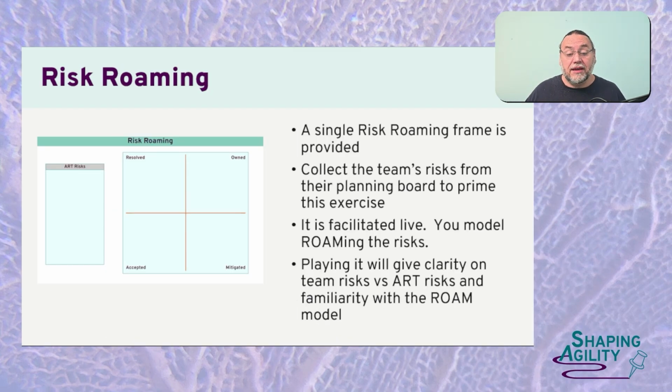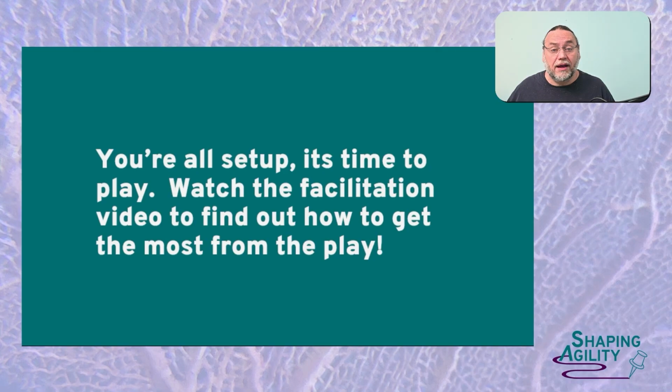Lucky last is risk roaming. Once again, single frame provided. What you'll find with the risk roaming is it's set up for you to model the way risk roaming works. To prime it, you collect the team's risks from their planning boards. You drop them in the art risk. Of course, they won't all be art risks, but that's part of the facilitation. You play it to give teams clarity on the usefulness of raising risks as they plan, the separation between team risks and art risks, an understanding of the ROAM model, and the way that it might factor into their confidence vote. That's the setup for PI planning.